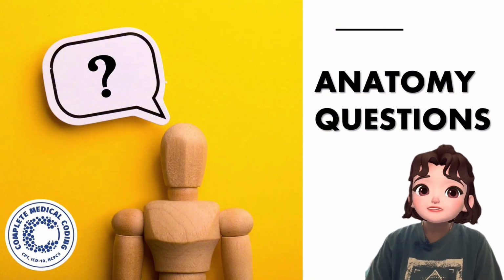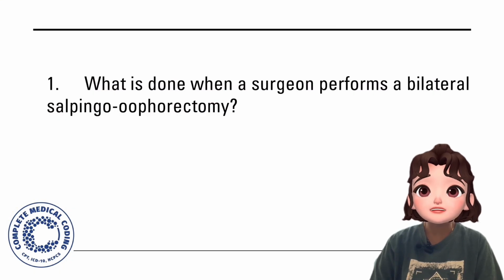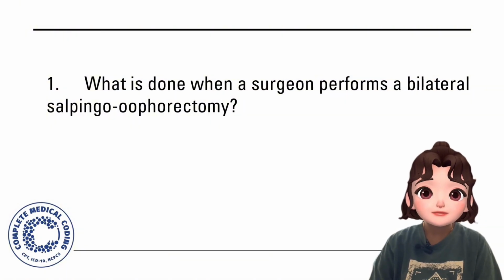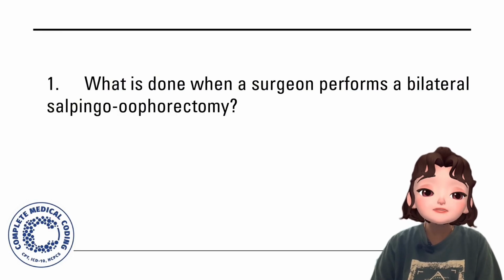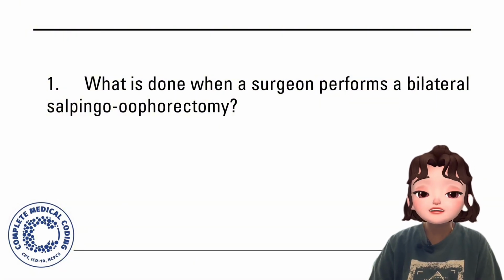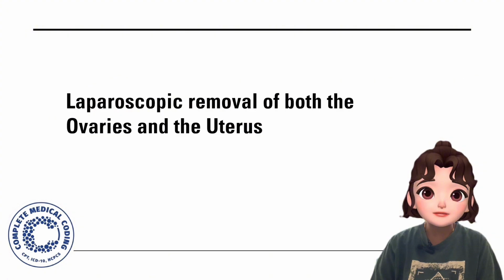Okay, now let's look into the questions one by one. First question. What is done when a surgeon performs a bilateral salpingo-oophorectomy? Of course, the word bilateral represents both, right? And what does salpingo-oophorectomy mean? Let's see the answer.